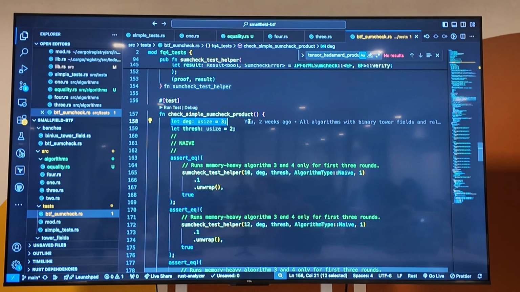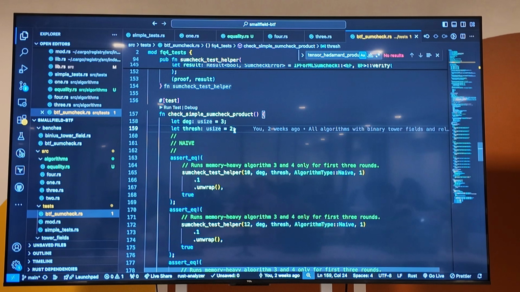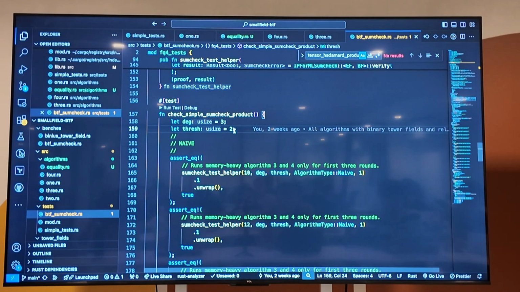we define a particular degree, we define a particular threshold, and by threshold, what we mean is this optimization that we are using is very memory intensive. You need a lot of memory to do all the separation of challenge and witness terms. So you can't use it for all rounds of Sumcheck, otherwise you'll need a lot of memory. The good thing with our algorithms is we can use them only for the first few rounds. Let's say only the first 3 rounds, and then for the rest of them we switch back to the naive algorithm.